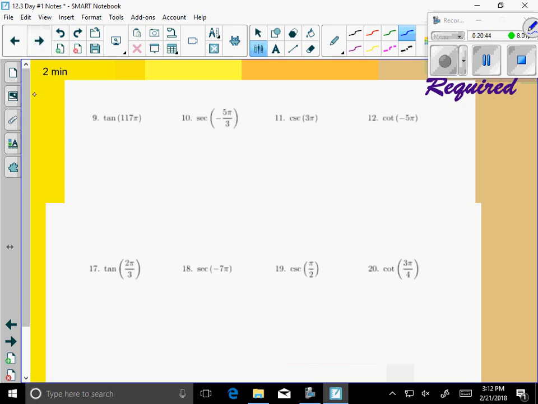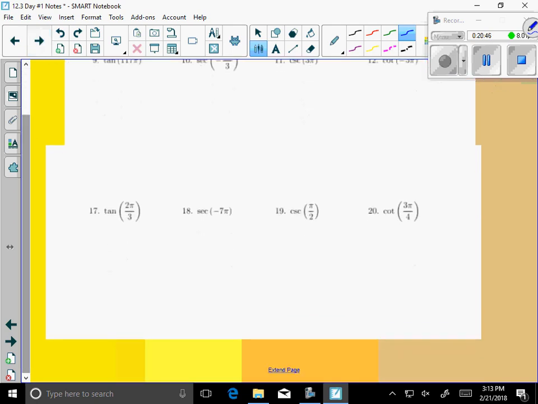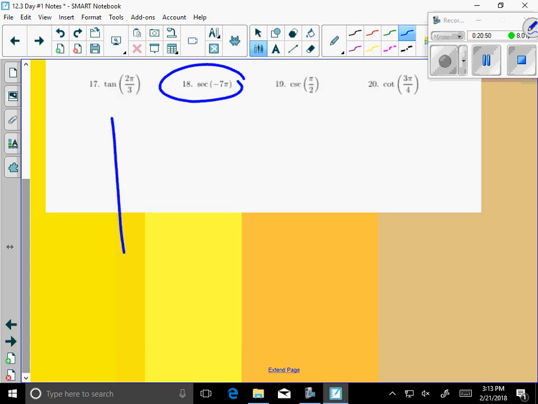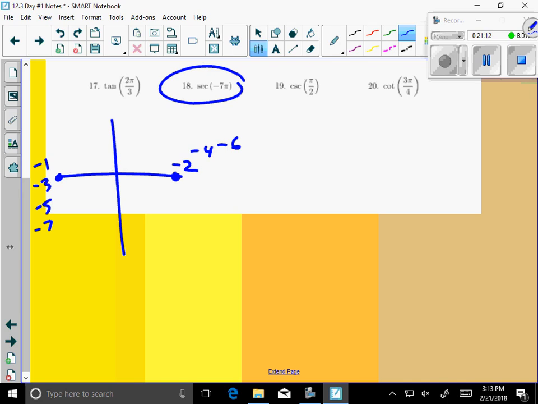Let's do one more example here. How about secant of negative 7 pi? Well, where would negative 7 pi happen? Here's 0, negative 1, negative 2, negative 3, negative 4. You're starting to see a pattern. Negative 5. Oh, all the odds show up on the left. Negative 6, negative 7. Okay, so what is that point? That's the point negative 1, 0.